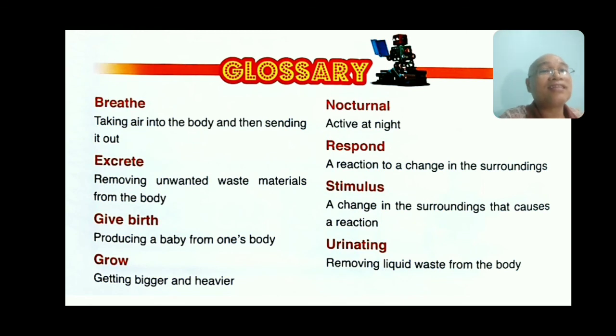Nocturnal means active at night. If you're active at night and you don't sleep at night, you are nocturnal. Respond is a reaction to a change in the surroundings. Stimulus is a change in the surroundings that causes a reaction. Urinating is like peeing, going to the toilet to pee, removing liquid waste from the body.